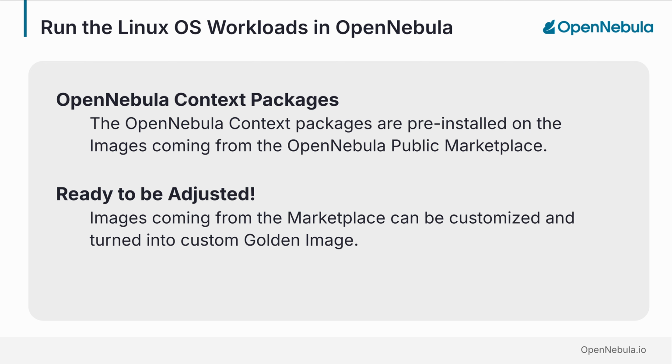OpenNebula contextualization packages enable the management capabilities of the platform. These packages are pre-installed on every operating system image distributed via the marketplace. If you build an image yourself from scratch, you will need to install the context package as well. Images from the marketplace can be adjusted and turned into customized golden images containing your specific software, operating system hardening, performance tuning, and other necessary configurations and adjustments.